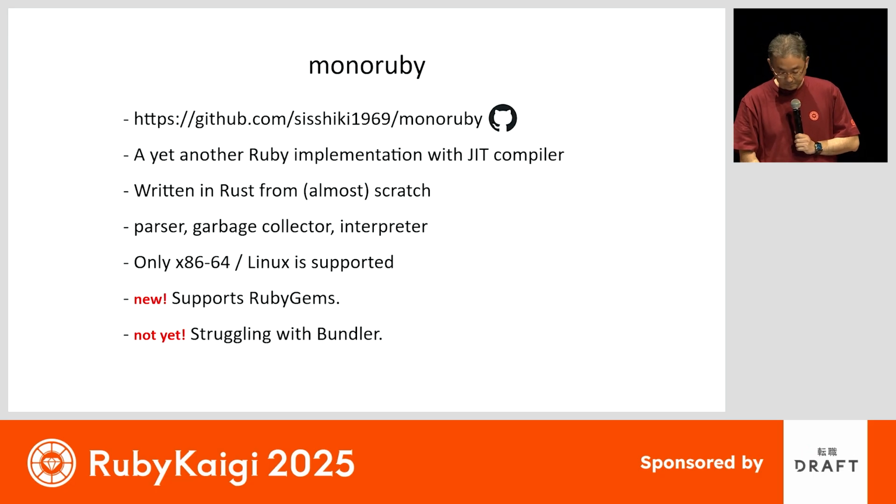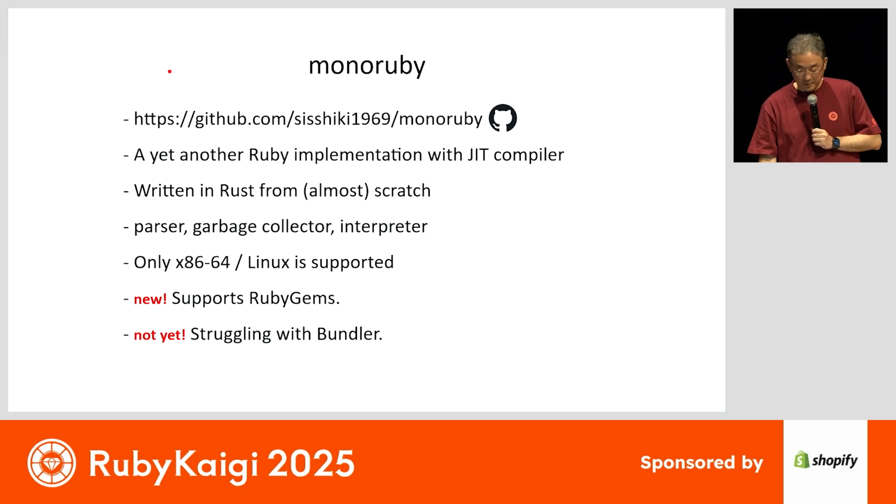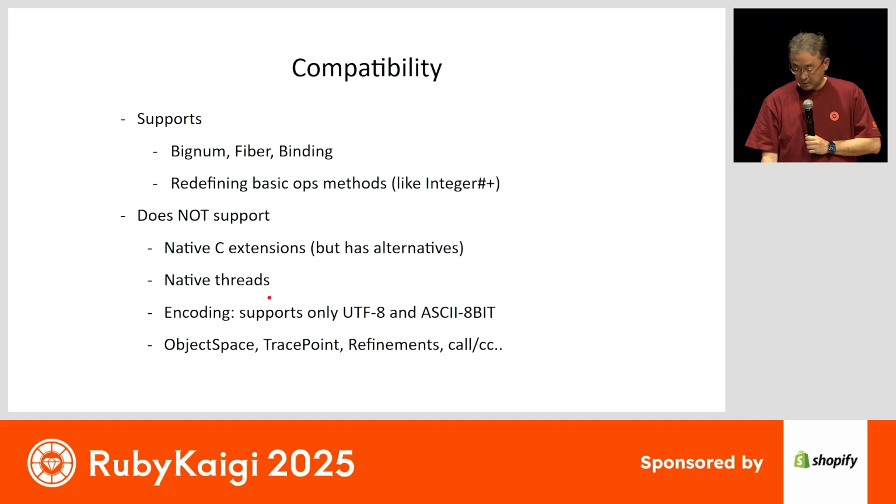So let's get started. This is about MonoRuby, and this is GitHub. It consists of yet another Ruby parser, and garbage collector, and interpreter. And the parser is very annoying, and we want to go to prison someday. So we have some progress, and now RubyGems is supported, and we can require gems. And now, struggling with bundler. And we must mention compatibility with CRuby.